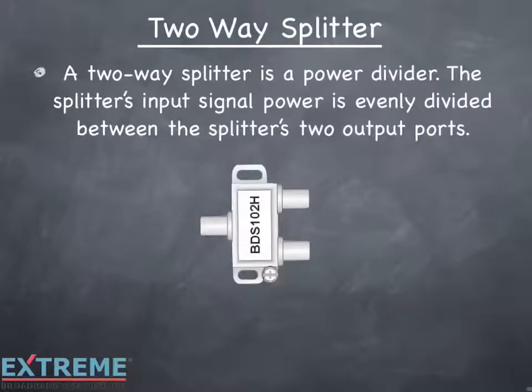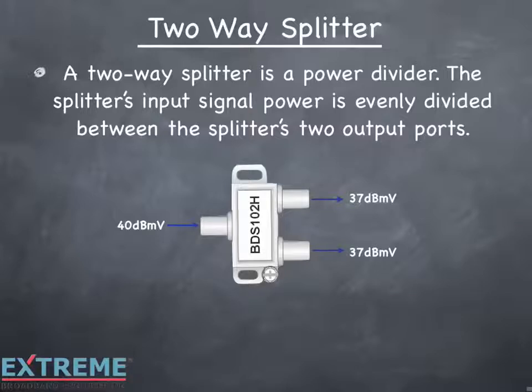A two-way splitter is considered a power divider. The splitter's input signal is evenly divided between the splitter's two output ports. If a splitter divides the signal equally, why when we inject a 40 dBmV signal into the input, don't we have 20 dBmV, or half the input signal, on both the output ports instead of the 37 dBmV that we're showing here? We have to look at the splitter from a power perspective.